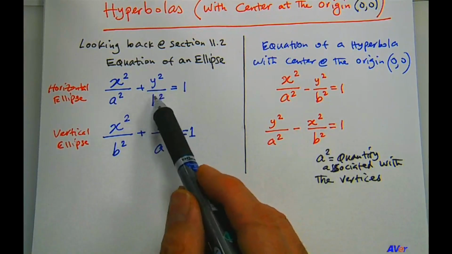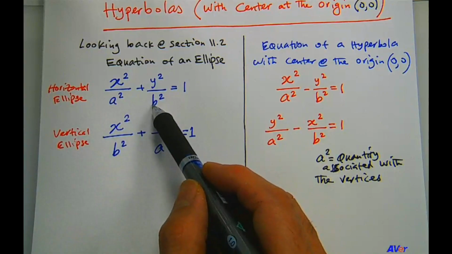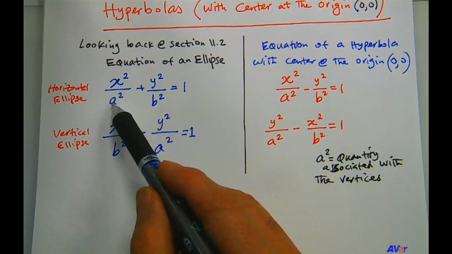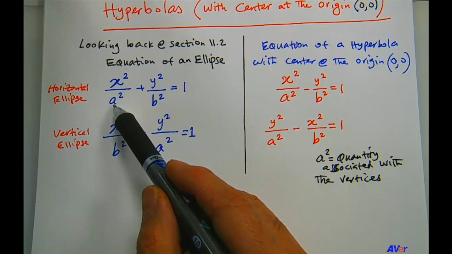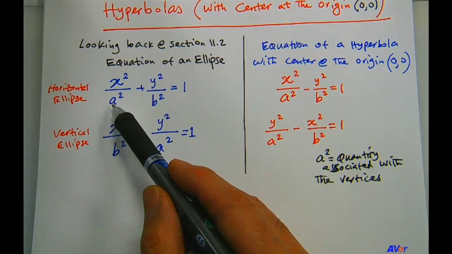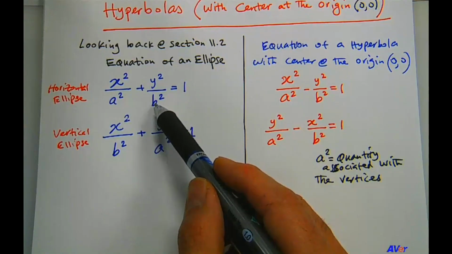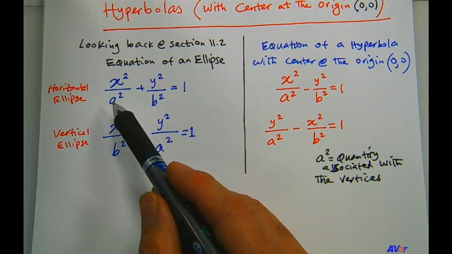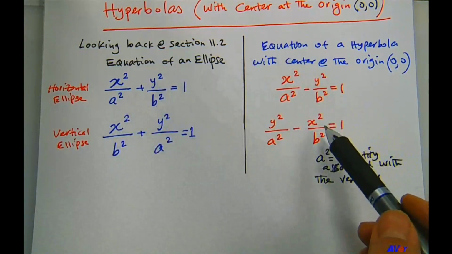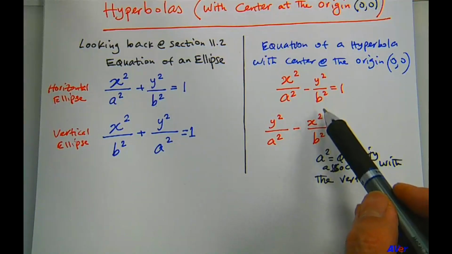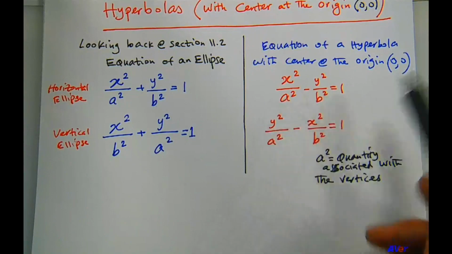Remember with ellipse, both a and b were associated with the vertices of that ellipse. The a quantity was associated with the endpoints of the vertices along the major axis, and the b quantity was associated with the vertices along the minor axis, the shorter axis and the longer axis. But here in hyperbola, b is an important quantity, but it's not associated with the vertices of the hyperbola.